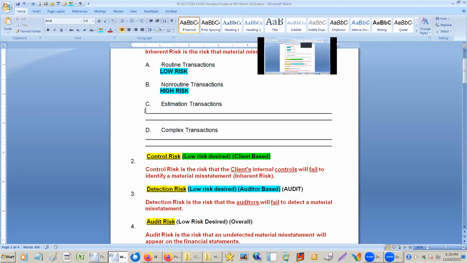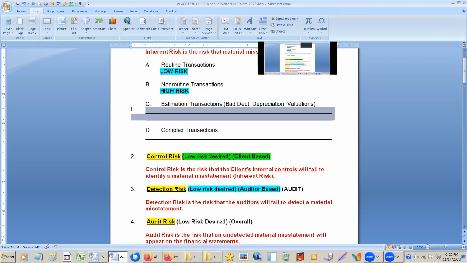Estimation transactions. These can be any number of ones. Add debt, depreciation, valuations. Are these going to be low risk or high risk? Low risk. Some of them might be low risk.